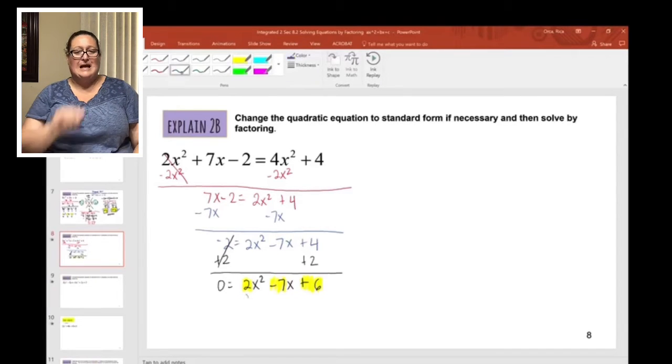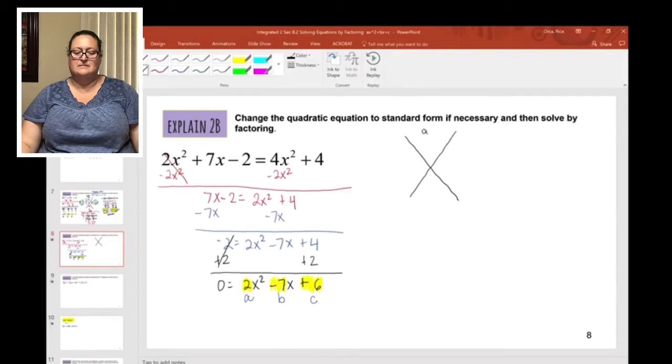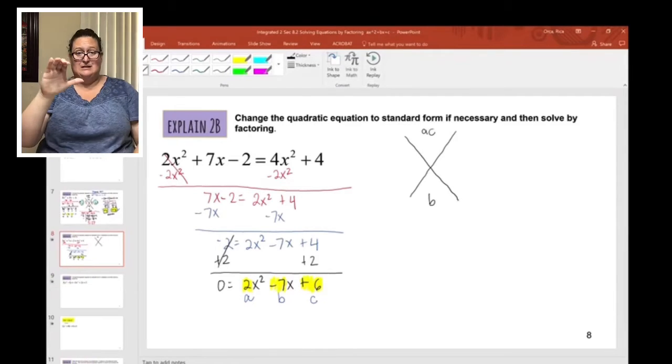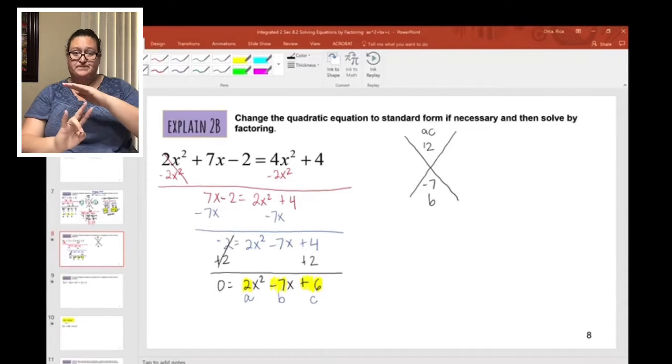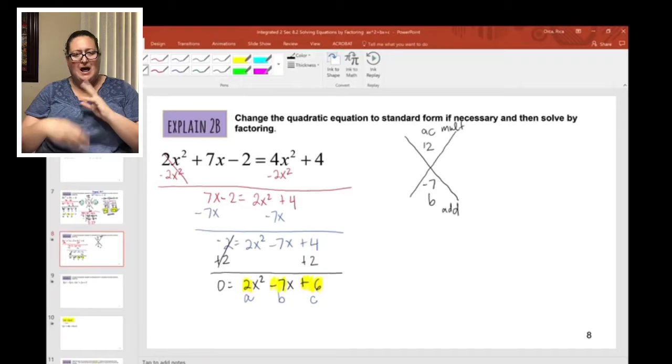A is 2, b is -7, and c is 6. Let's draw our x. At the top, we're going to put a and c, and at the bottom, we're putting b. 2 times 6 is 12. -7 is going to go at the bottom. Class, I want you to think of two numbers that'll multiply to 12, but will add up to -7. Go ahead and take a second to think of the two numbers.